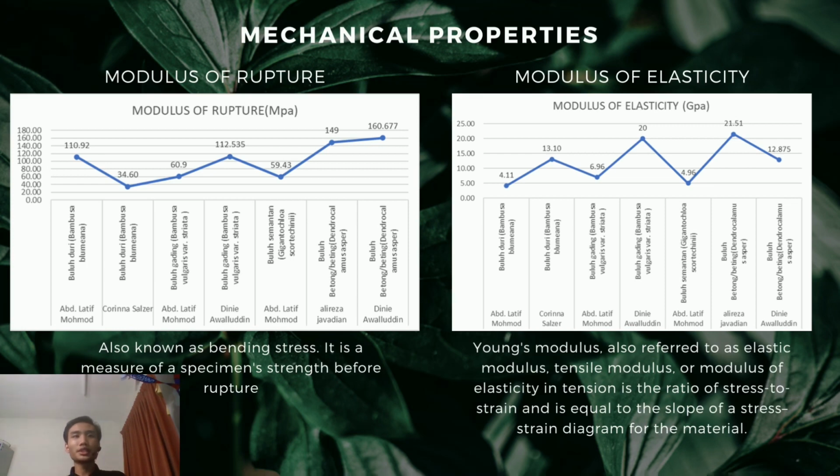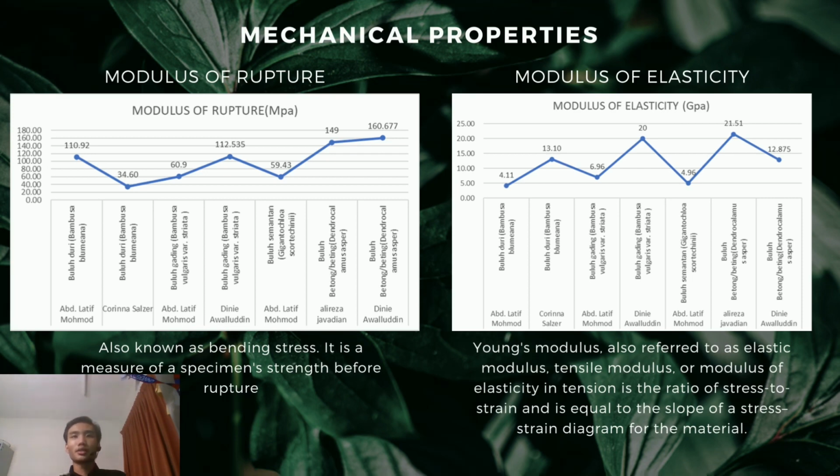So the next mechanical property is the modulus of rupture, also known as the bending stress, which is the measurement of a specimen's strength before its rupture. As in the graph on the left, the modulus of rupture value at the highest point is Dendrocalamus asper with the value of 160.7677 megapascal, and the lowest value is Bambusa blumena with the value of 34.60 megapascal.